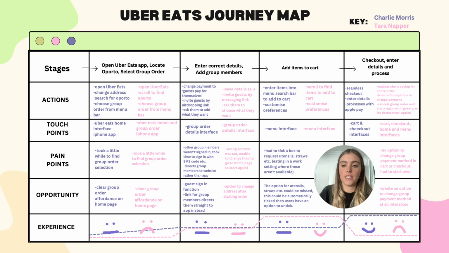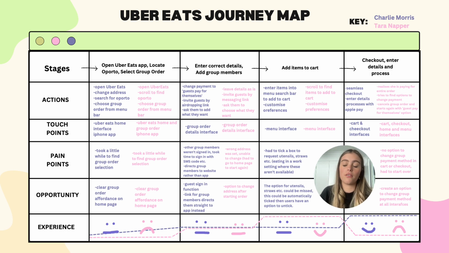A guest sign in function is needed where the link directs users straight to the app or to the App Store if they don't have the app. Tara realised the wrong address was set in the group order details interface. She was unable to change this, so had to go back to the homepage to start again. An opportunity for this pain point is implementing an option to change address throughout the ordering process.